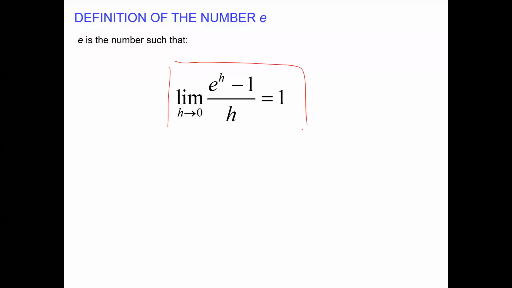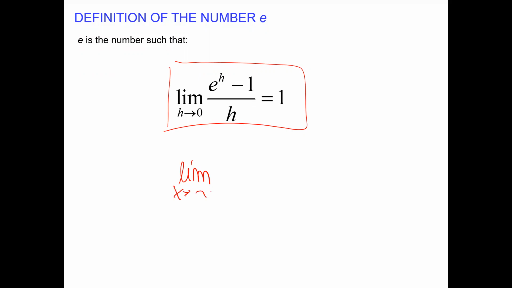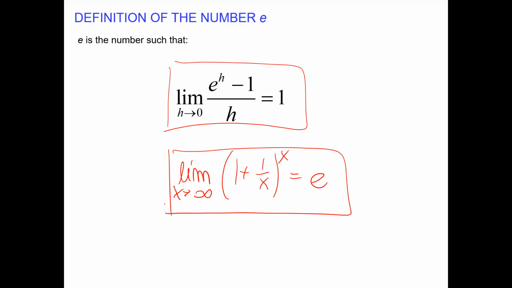Of course, we also have another one. We will talk about this a little bit later. When x goes to infinity, 1 plus 1 over x to the power of x, this is also e, but that's a different way. But that's also the definition of e. But this is the limit. Okay.